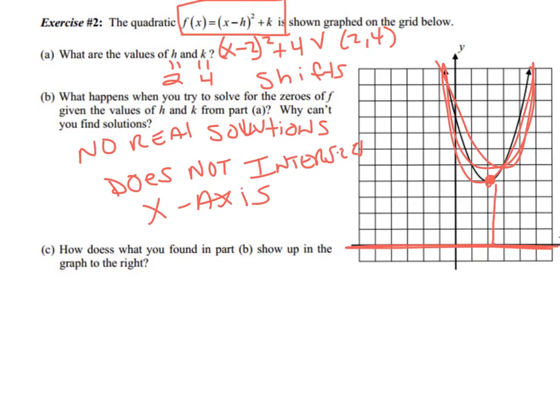Part C, how did that show up in the graph? I kind of explained that back in here. They were probably asking you to plug zeros in up here, but it's not important to us, so we're going to move on. That's the key here: understanding this form, that the h and the k give your vertex and how the shifts play in, and the fact that it never hits the x-axis, so you have no real zeros. Okay? One more slide to go.